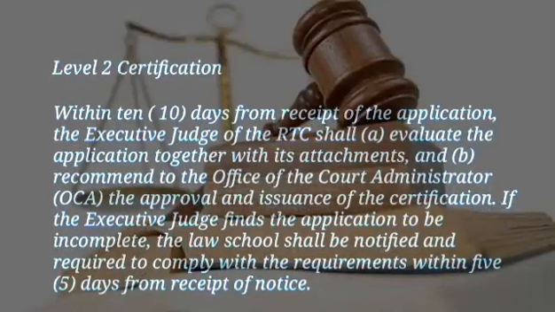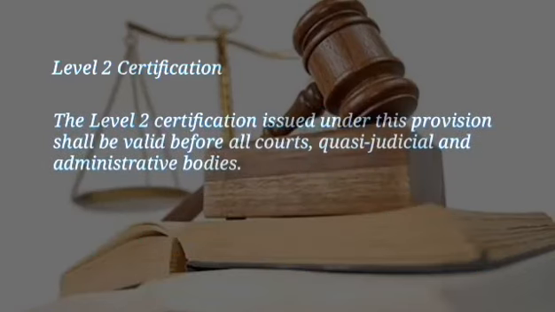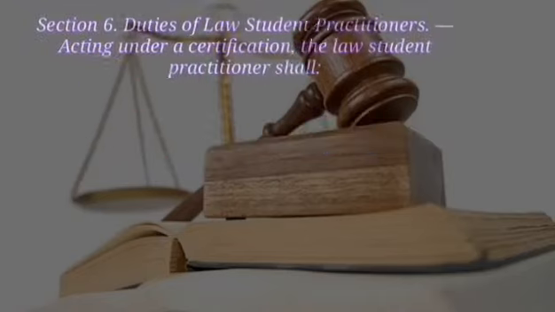Level 2 Certification. Within 10 days from the receipt of the application, the executive judge of the RTC shall: A. Evaluate the application together with its attachments, and B. Recommend to the Office of the Court Administrator or OCA the approval and issuance of the certification. If the executive judge finds the application to be incomplete, the law school shall be notified and required to comply with the requirements within 5 days from the receipt of notice. The Level 2 certification issued under this provision shall be valid before all courts, quasi-judicial, and administrative bodies.